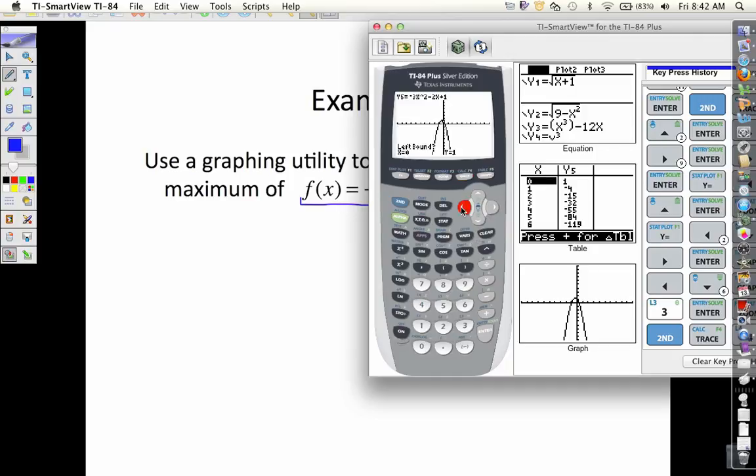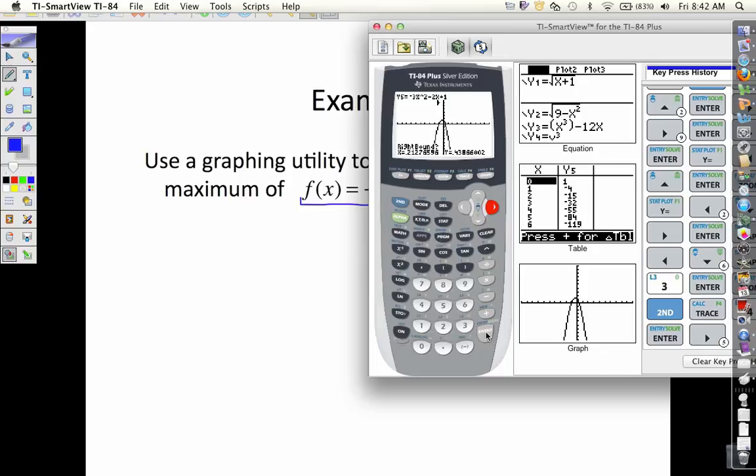Now we're going to calculate that relative maximum. So you go second trace. The maximum is number 4. And you scroll to the left side of it. You hit enter. You scroll to the right of the vertex, you hit enter, and then the third one's guess, and that'll take us to it.